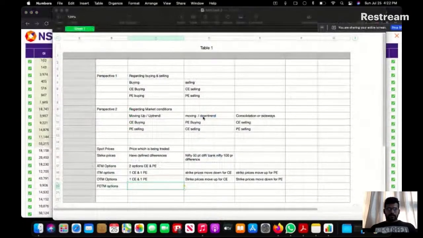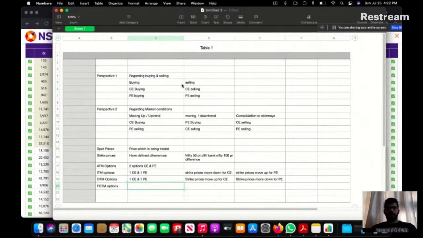So these are the very basics. You need to definitely know the perspectives first. The perspectives are very important to understand which side you are on. If you are doing buying in options, there are two kinds of buyers: call option buyers and put option buyers. And if you are doing selling, there are call option sellers and put option sellers.